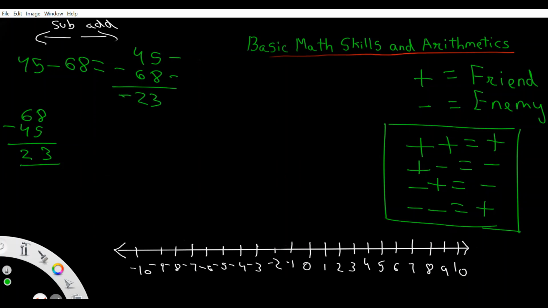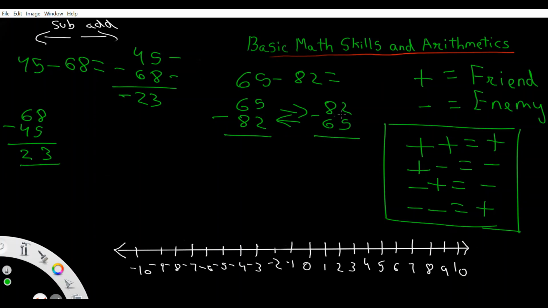Now let's do one more. If you have 65 and you want to take away 82 from it, you again write it like that. You swap them, and then 2 take away 5 is a negative value, so you borrow 1 from here. 12 take away 5 is 7, 7 take away 6 is 1. But since you swapped it, the 17 becomes negative 17.